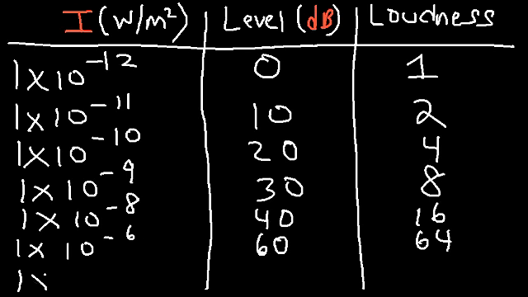Now, what if we increase it, let's say by a factor of 10 to the 4, which is 10,000. The decibel level will increase by 40, so it's now going to be 100, which means the loudness will increase by a factor of 2 to the 4th power, which is 16. 64 times 16 is 1,024.